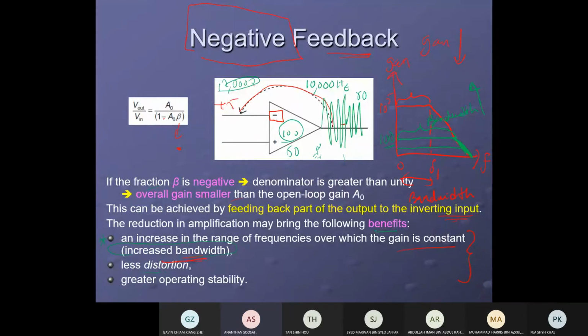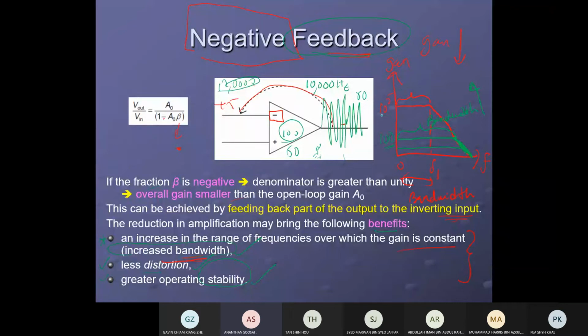Okay, less distortion, so that's the second benefit. The third benefit is, of course, greater stability, the system is more stable overall. So, what is the benefit of doing feedback? Increased bandwidth, less distortion, more stability. The only problem we have is what? These three have been achieved by dropping the gain.